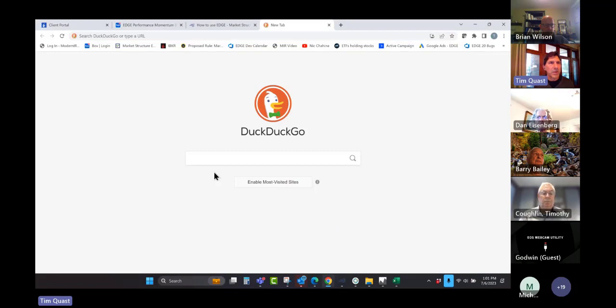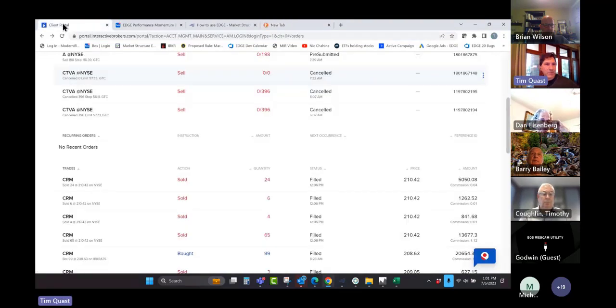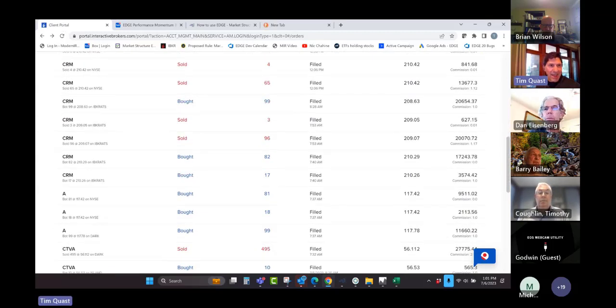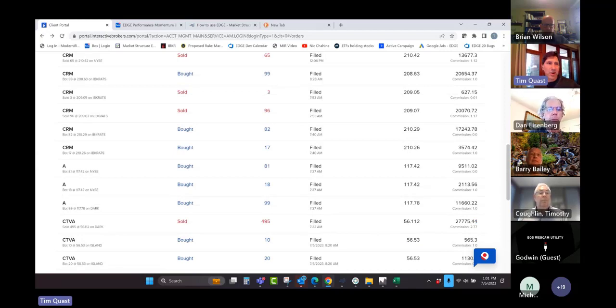Here are my own trades. I got stopped out of 2 things. Let me go to where I was. I bought Agilent. I bought the 2 things that were in there, which I mentioned in the market desk note. I liked Agilent and I liked CRM. So I bought CRM and I got stopped out right there because I put my stop at 209.07. I bought at 210.29.